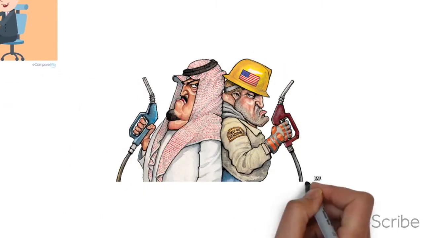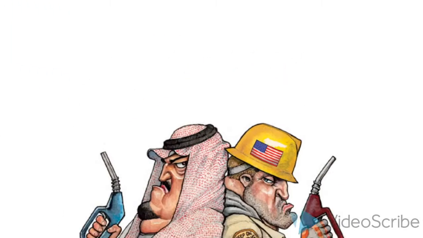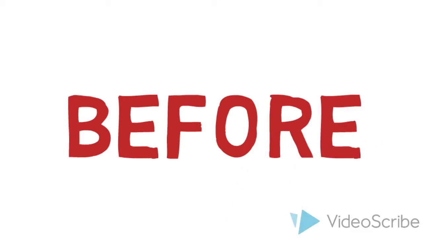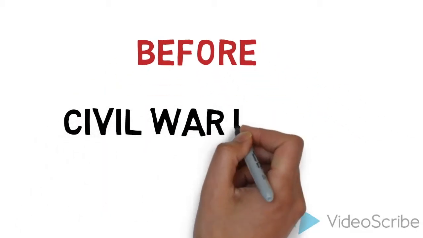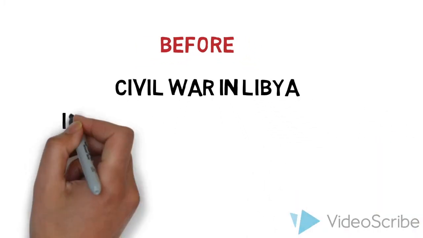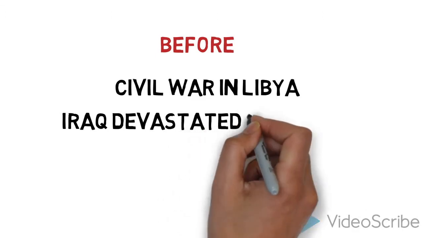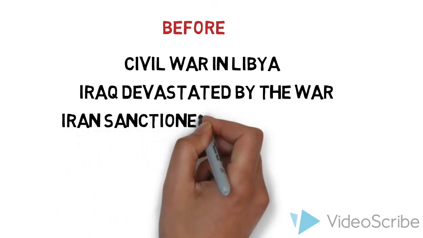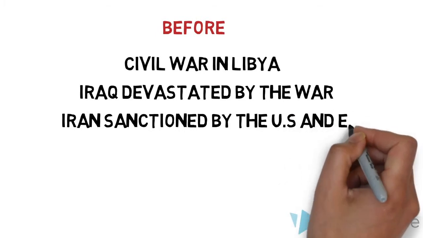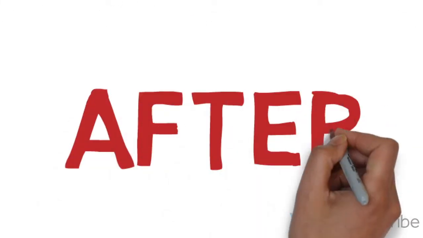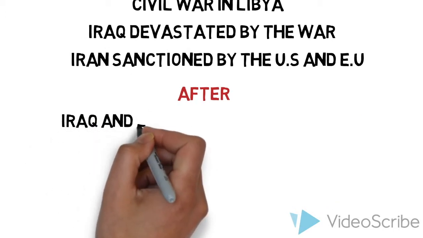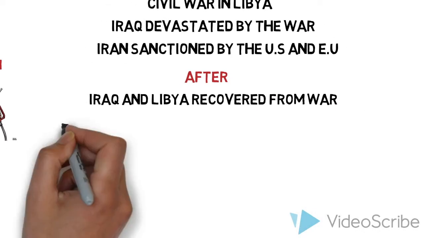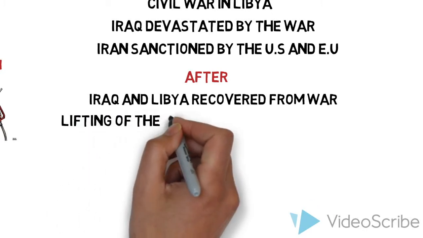Until very recently, that US oil boom had surprisingly little effect on global prices. That's because at the exact same time, geopolitical conflicts were still keeping up in key oil regions. There was a civil war in Libya, Iraq was devastated by the war, and the US and European Union slapped oil sanctions on Iran. Those conflicts took approximately more than 3 million barrels per day off the market. Now everything has changed, with Libya and Iraq recovering from civil war, Iran opening up their oil market again, and so on, so oil supply increased considerably.